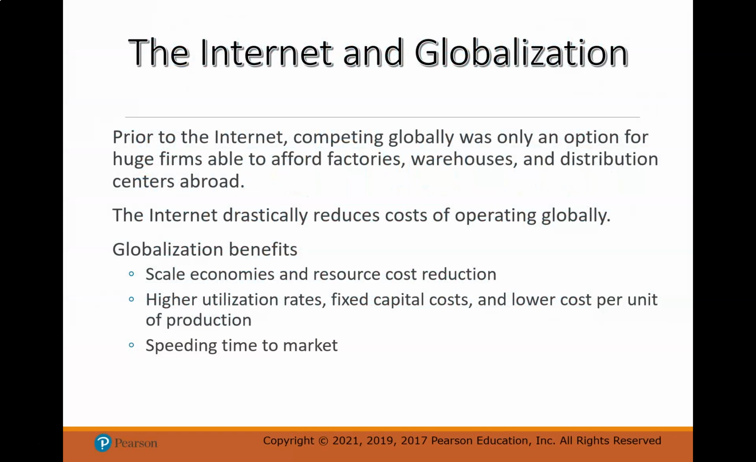The Internet and Globalization. Prior to the Internet, competing globally was only an option for huge firms able to afford factories, warehouses, and distribution centers. Obviously, you're still going to need a warehouse and distribution center if you're shipping products, but a lot of businesses are not shipping products. You can go online and buy courses, and that's not a product. They just make a bunch of videos and you're good to go.